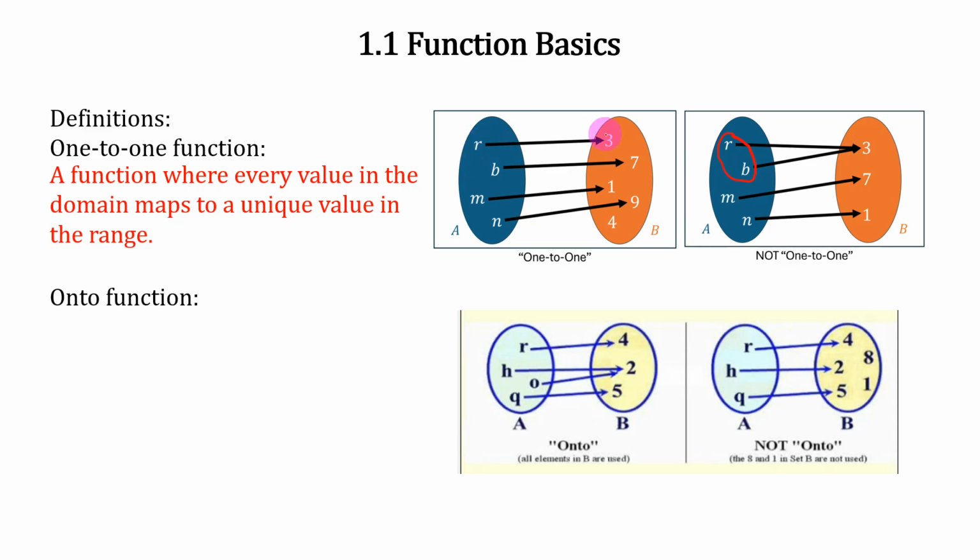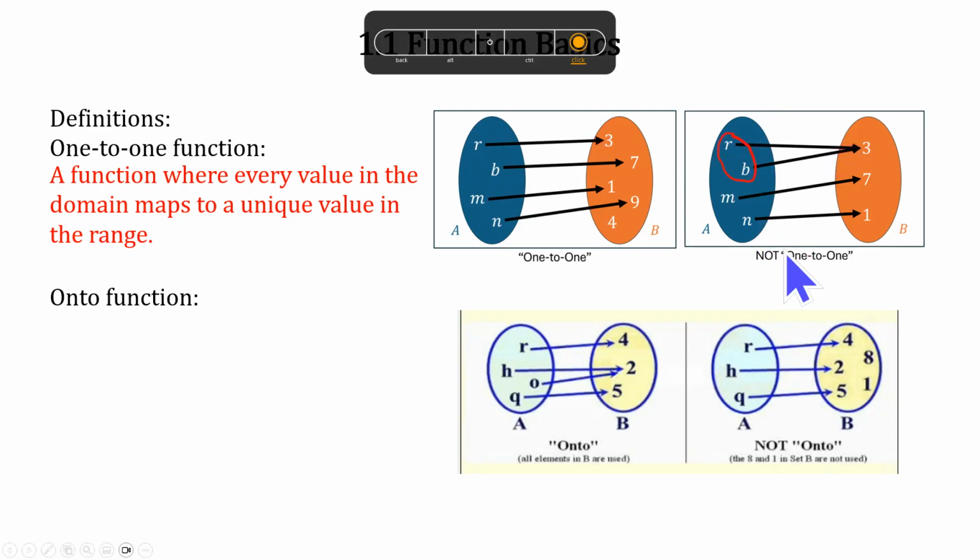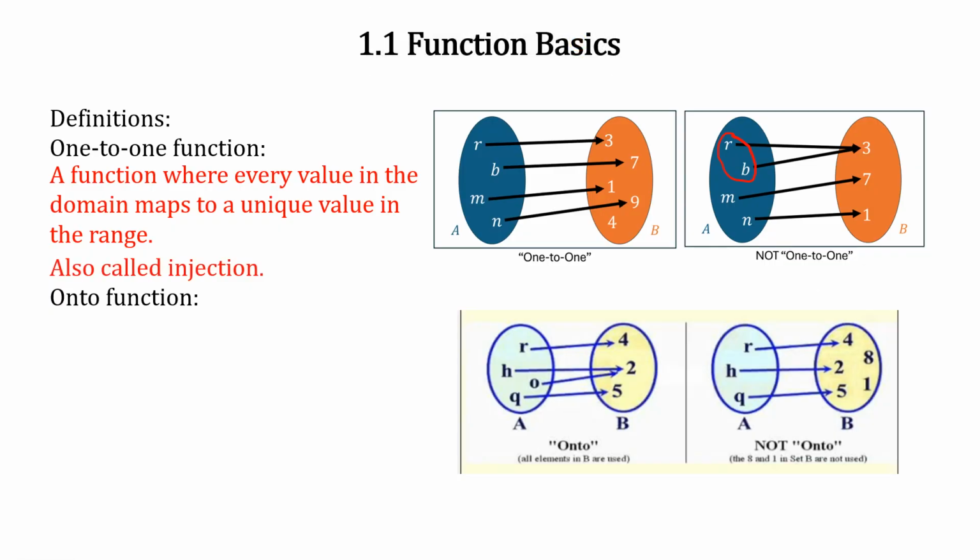R goes to 3, well, nothing else goes to 3. Here, R goes to 3, but B also goes to 3, so it's not one-to-one. That is also called an injection or injective function. Not going to have to worry about that too much, but just want to throw those out there.